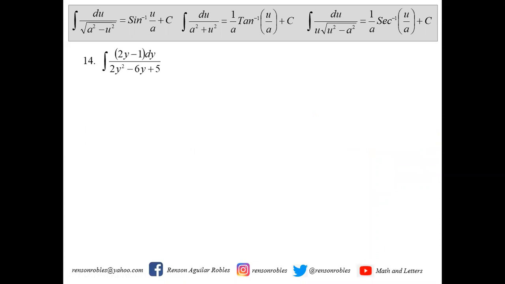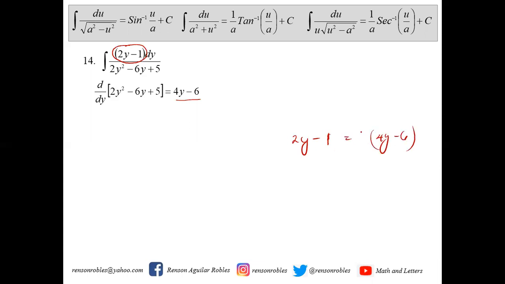This time we have the integral of the quantity (2y minus 1) dy all over 2y squared minus 6y plus 5. Doing the same process, when you look at it, the derivative of 2y squared minus 6y plus 5 is in fact equal to 4y minus 6. So we must look for an expression equivalent to 2y minus 1 such that this 4y minus 6 shall appear.